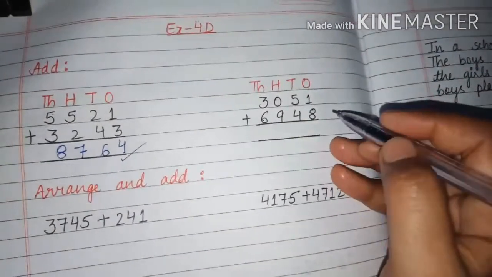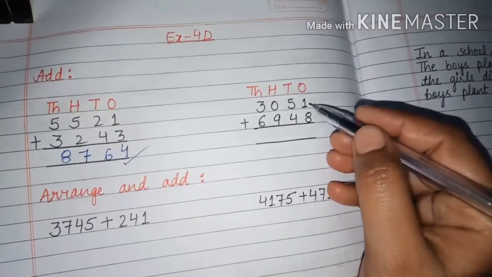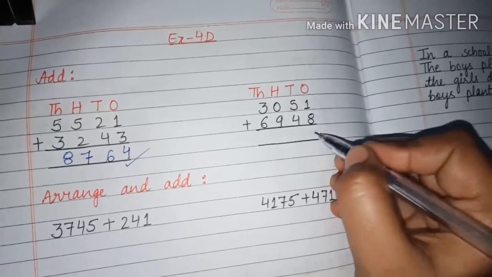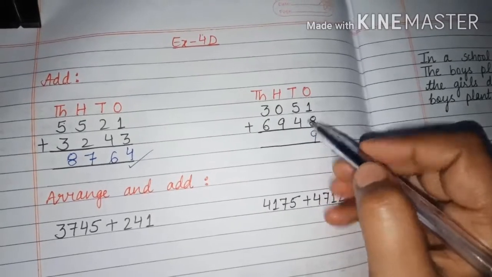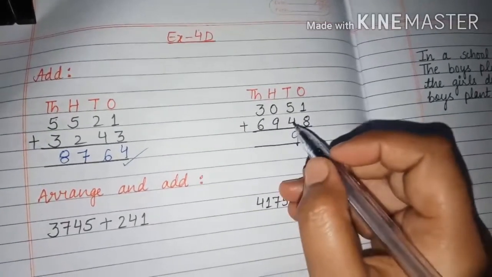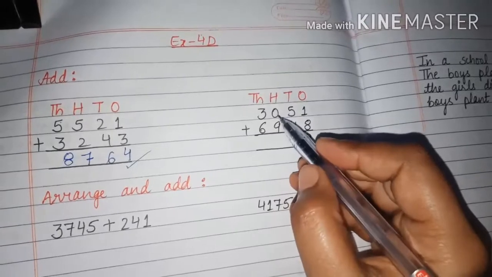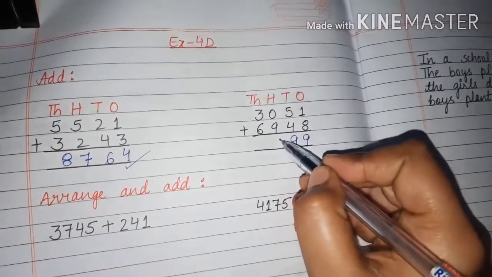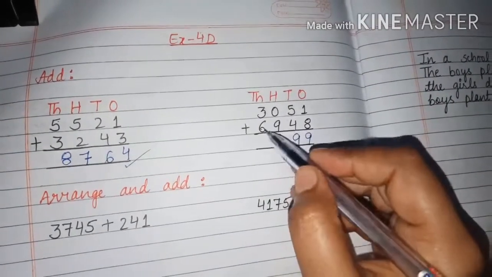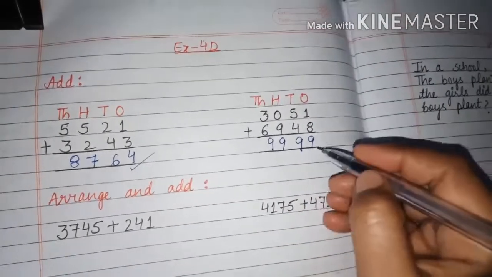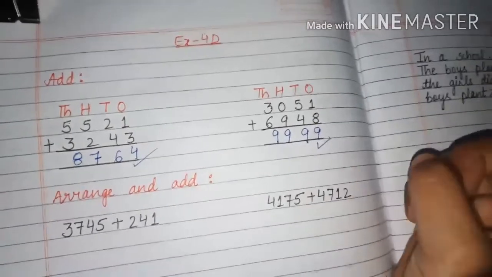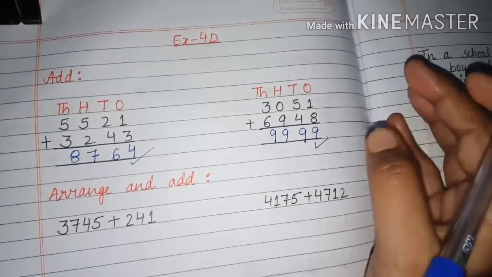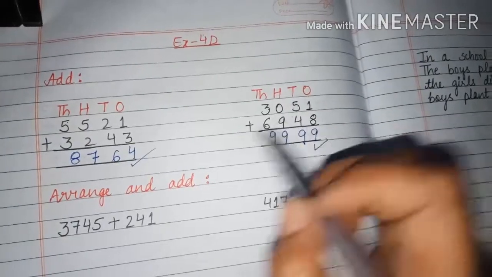Second question, in the ones place you have 1 and 8, so 1 plus 8 is 9. In the tens place you have 5 and 4, 5 plus 4 is 9. Now in the hundreds place you have 0 and 9, so 0 plus 9 is also 9. 3 plus 6 is 9. So you will get your answer in the same manner. So these types of questions you can do. You have a lot of questions of these types, so you all can do it.